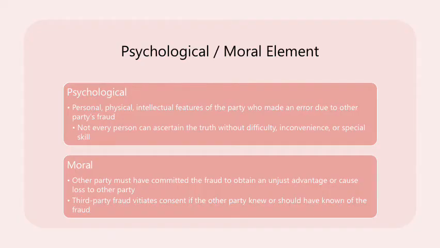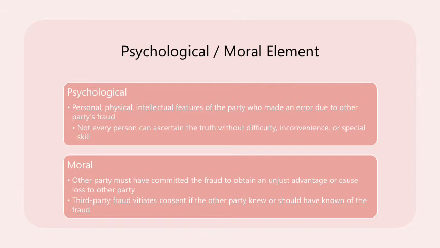So in terms of the psychological and moral element, we look at both the psychological aspect and the moral aspect. In terms of psychological, we look to the personal, physical, intellectual features of the party who made an error due to the other party's fraud. Because we know that not every person can ascertain the truth without difficulty, inconvenience, or special skill. So in other words, if the person was induced by fraud because they did not have a specialized knowledge of the field, then this would fulfill the psychological element of fraud, or vice versa.